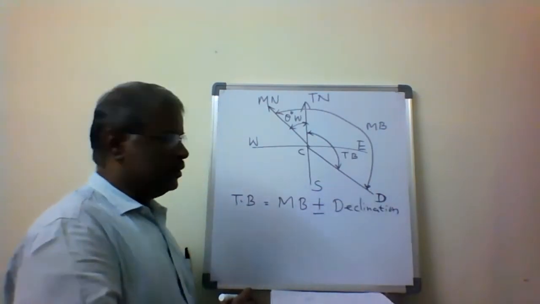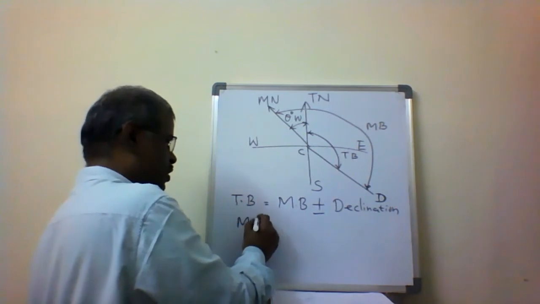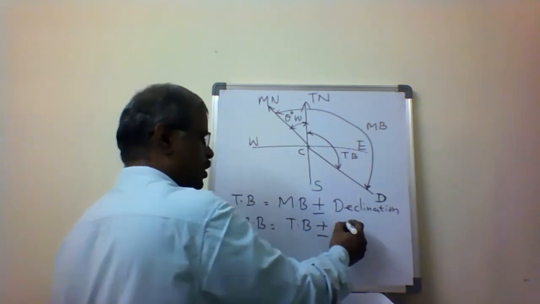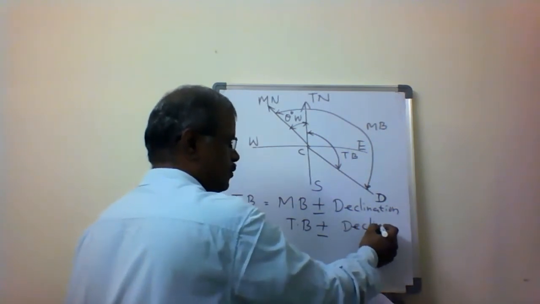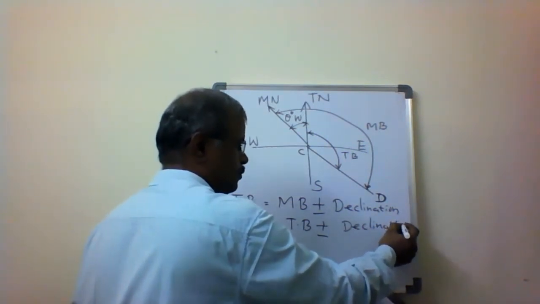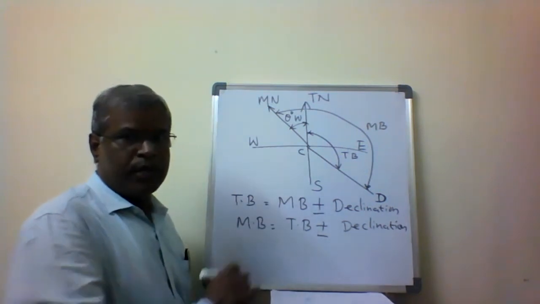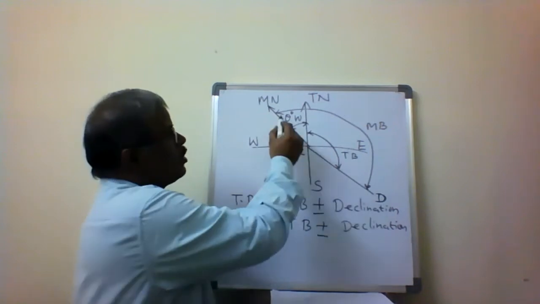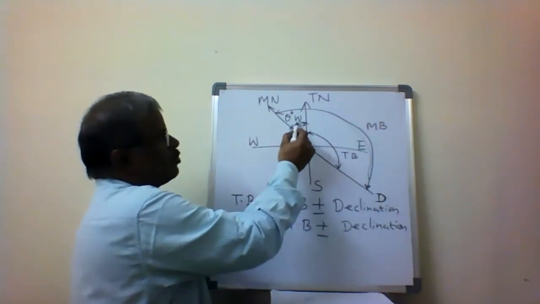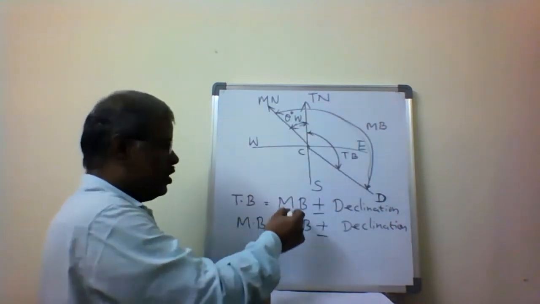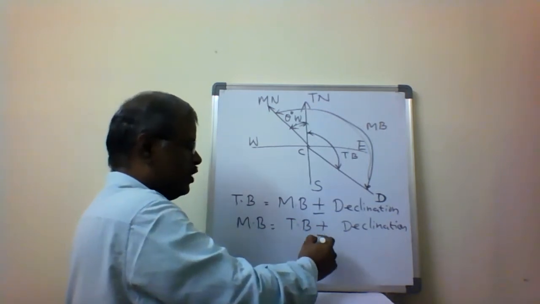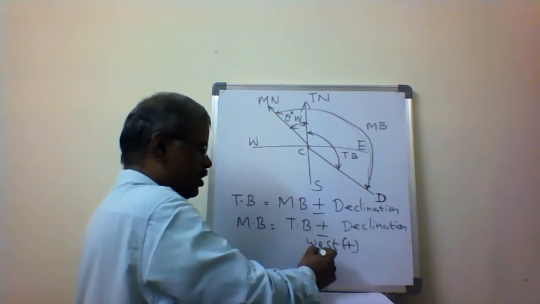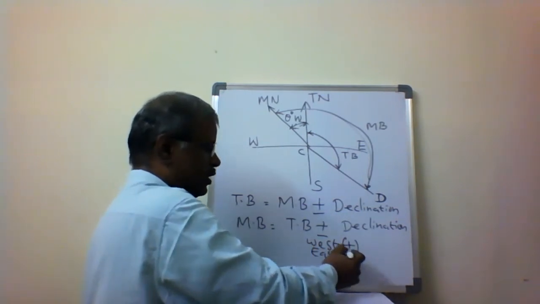Plus or minus declination. Similarly, magnetic bearing equals true bearing plus or minus declination. Here, I want to get the magnetic bearing, so my westward declination is going to be added. So west declination is going to be positive, and east declination is going to be called negative.